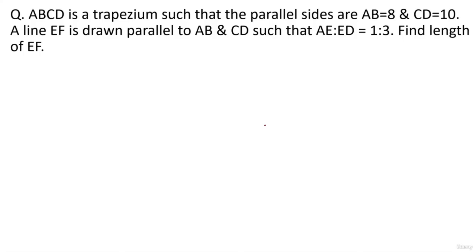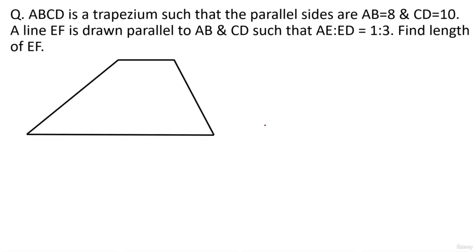ABCD is a trapezium such that the parallel sides are AB equals 8 and CD equals 10. A line EF is drawn parallel to AB and CD such that AE to ED is 1:3. Find the length of EF. So you can try it out once and then we'll discuss anyway.